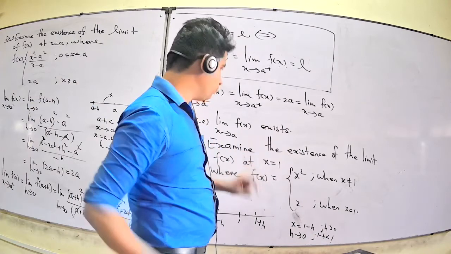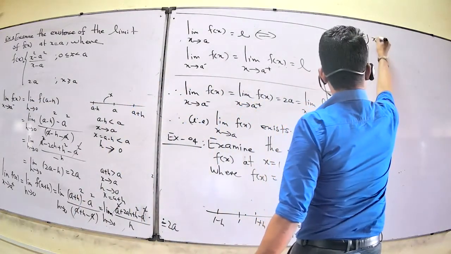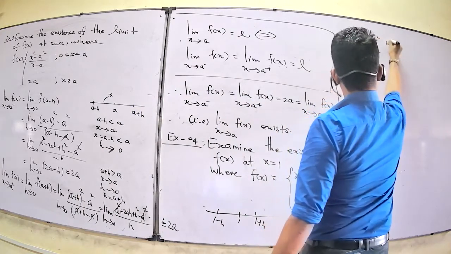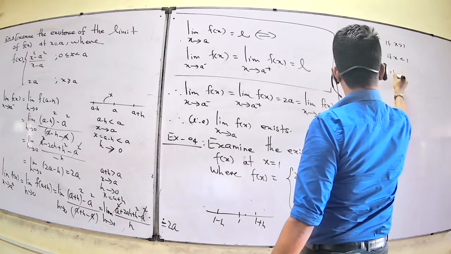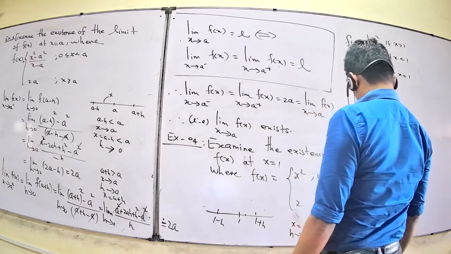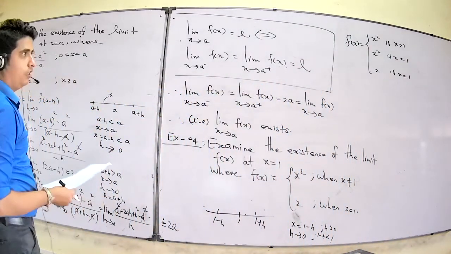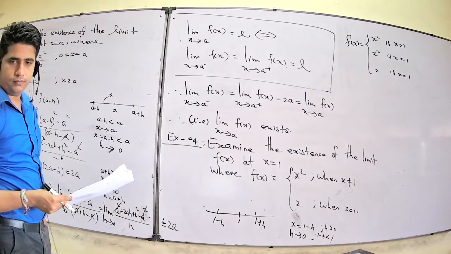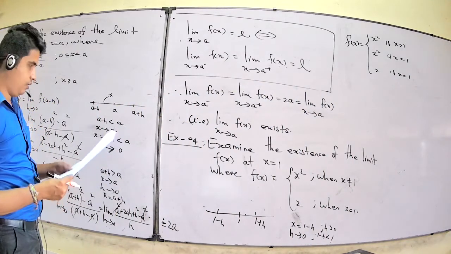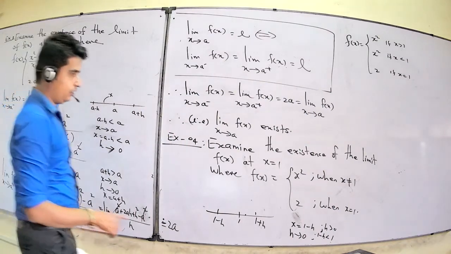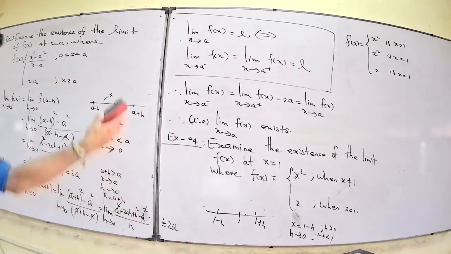You can expand this one again like this: f(x) is x squared, whether x is greater than 1 or x is less than 1, and 2 if x equals 1. Not equal means greater than 1 or less than 1. Now you want to find the left limit and right limit for this function.